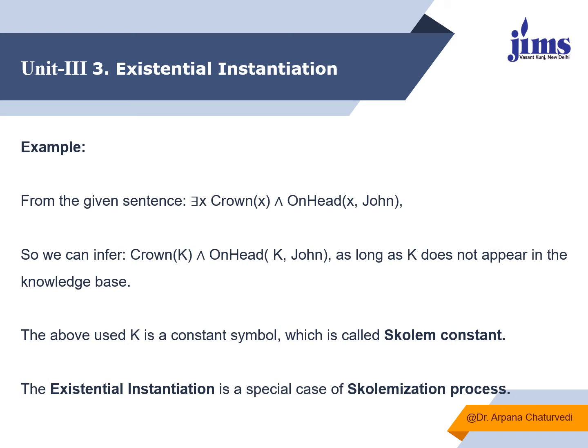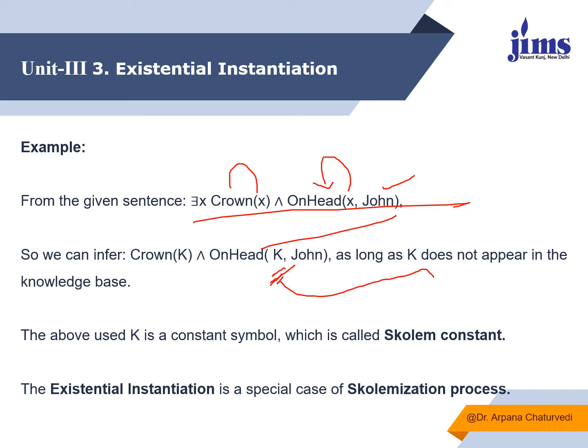Example: there exists x such that x is a crown and x is on the head of John. So this entire thing can also be replaced by a constant, and when this x is replaced by some constant, then we say that we are Skolemizing. We have Skolemized the constant, and that constant can be any constant.